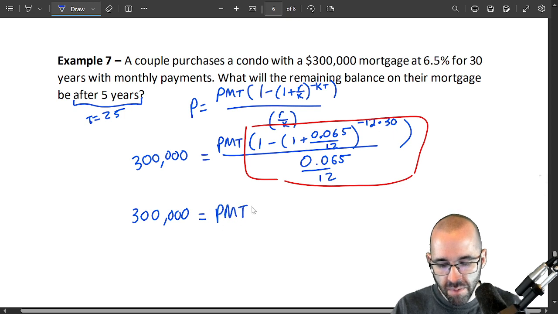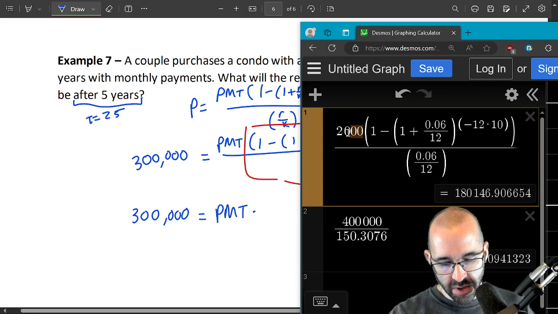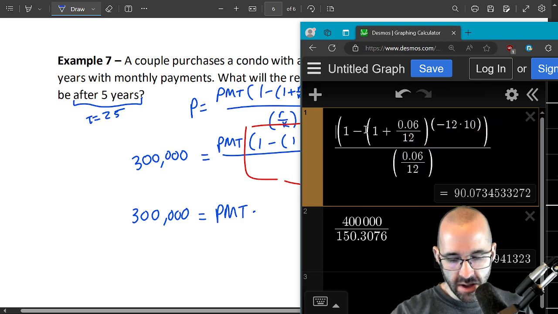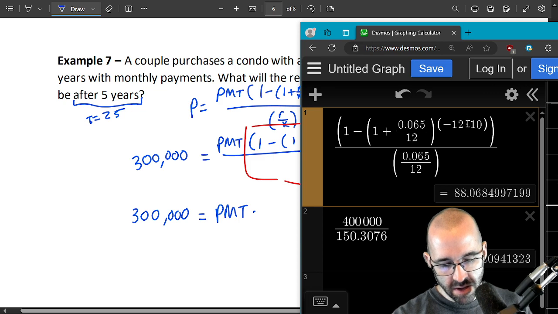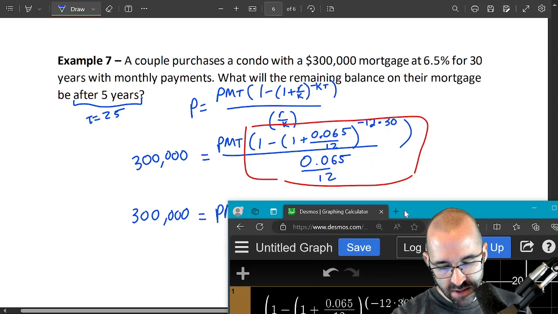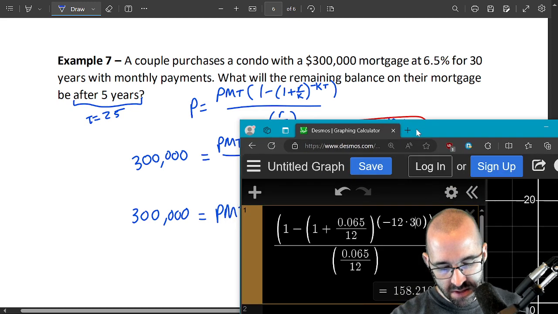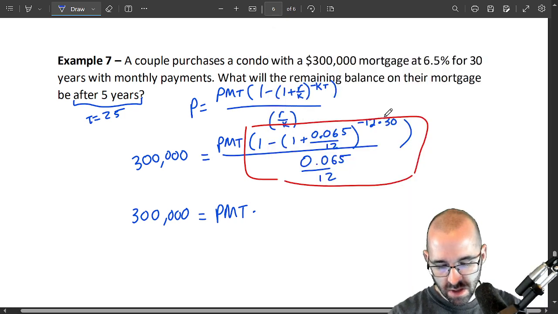So PMT times big red box. We do that. It's going to be 6.5%. And there's going to be 30 years. Let's make sure we typed it in correctly. Yeah, it looks pretty good. The big red box is 158.211.